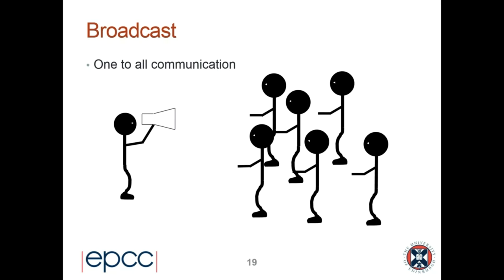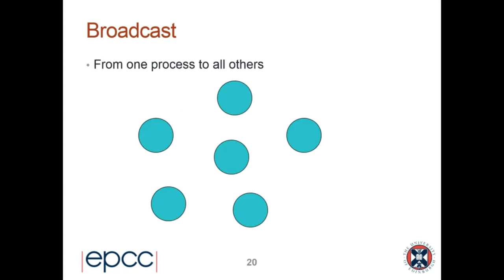It's a one-to-all communication. What would happen in message passing is you start off with data on one process. So this process here has data 8. If I want all the other processes to get hold of that data, I can issue a broadcast and that will copy the value to all the other processes. So they all get 8.